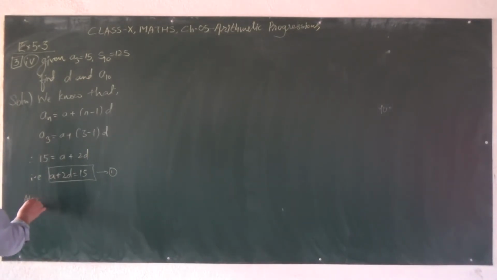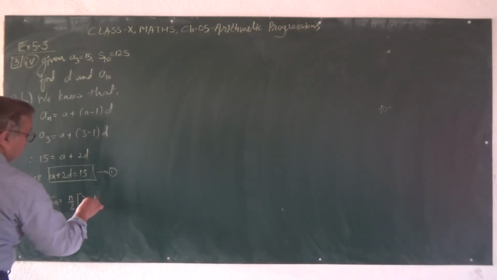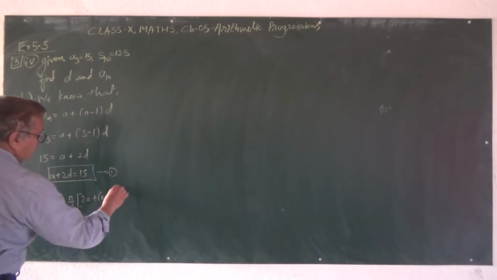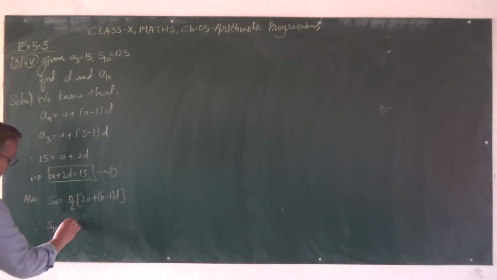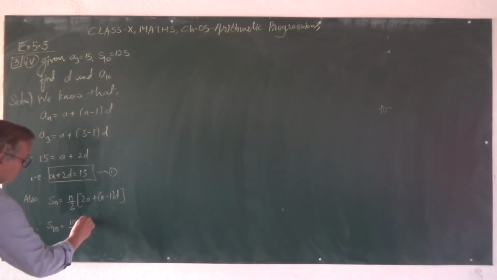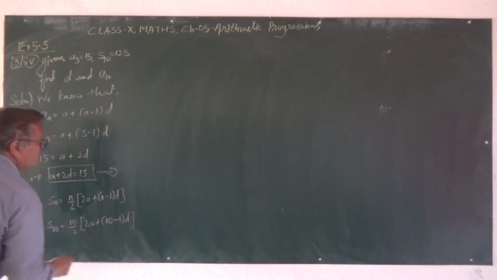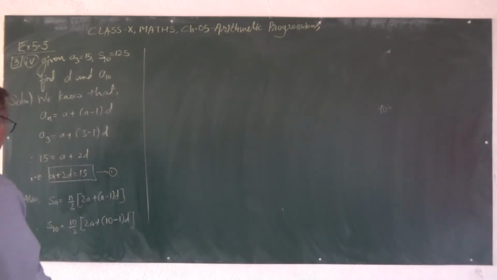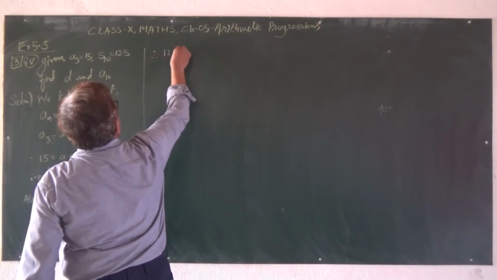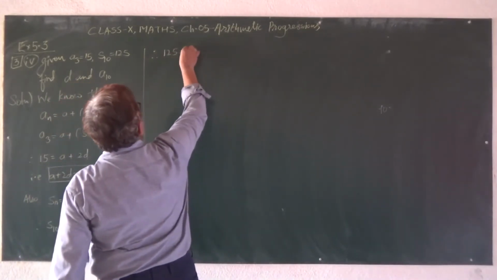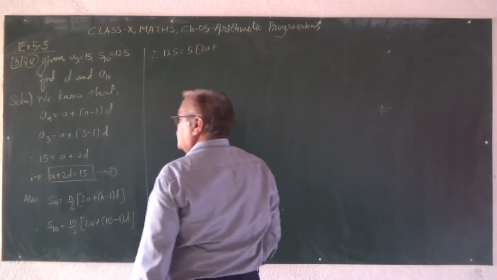Also, Sn is n by 2 into 2A plus n minus 1 into D. So the sum of the first 10 terms, n is 10, so 10 by 2 into 2A plus 10 minus 1 into D. Okay, let us see. The sum of the first 10 terms is 125, equal to 10 by 2, which means 5, into the bracket 2A plus 9D.